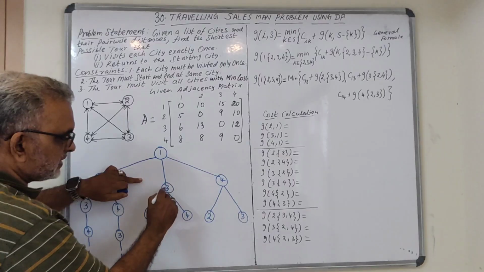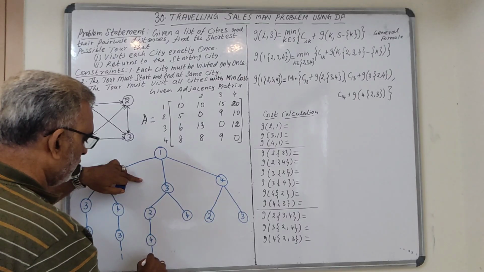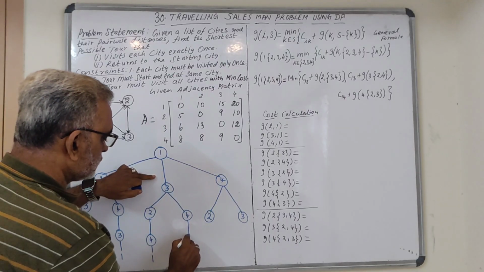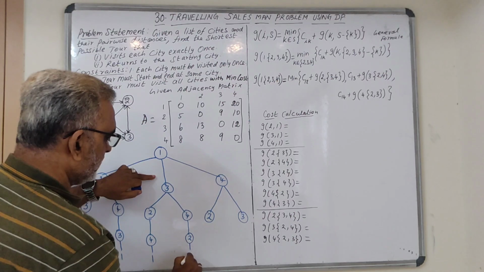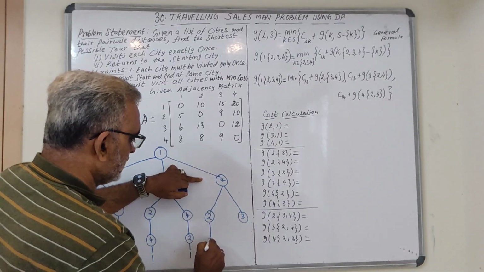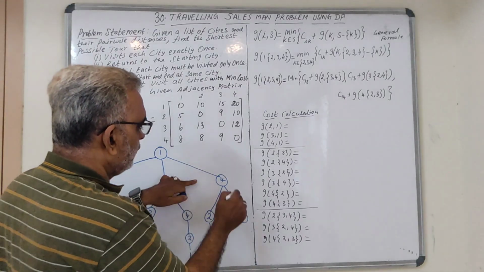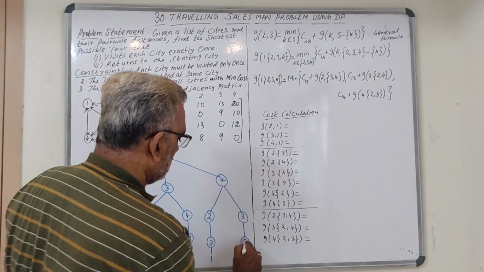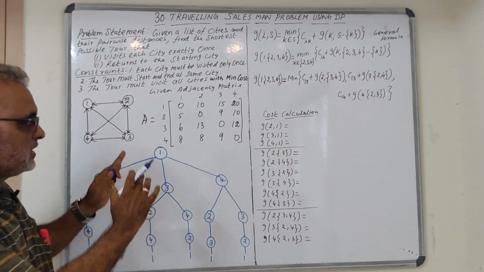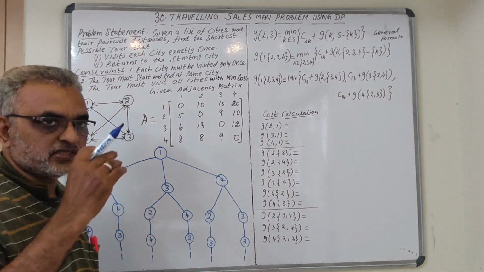Similarly, after visiting cities 1, 3, 2, he has to go to city 4, and from 4 again to 1. After visiting cities 1, 3, 4, he has to go to city 2, then from 2 to city 1. After visiting cities 1, 4, 2, he has to go to city 3 and then city 1. After visiting 1, 4, 3, he has to go to city 2 and then again to city 1. So this is the tree structure which represents the different routes. Now we can calculate the cost of each path.